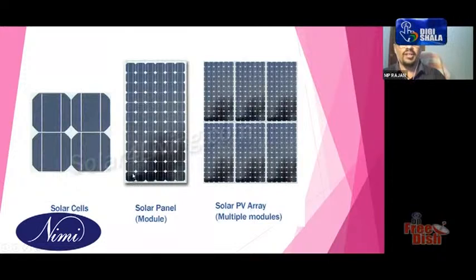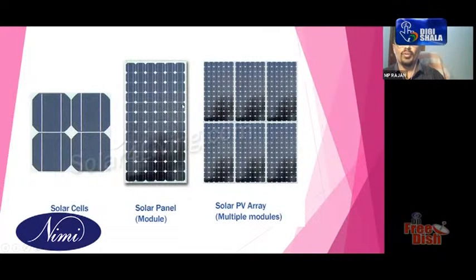And you can see this one cell is connected in series to the next. Like this, all the cells are connected. There you can see a total of 72 cells. One cell produces 0.5 volt. If you connect 72 cells in series, it will be 36 volts. So it depends upon your voltage requirement. You can select the module.